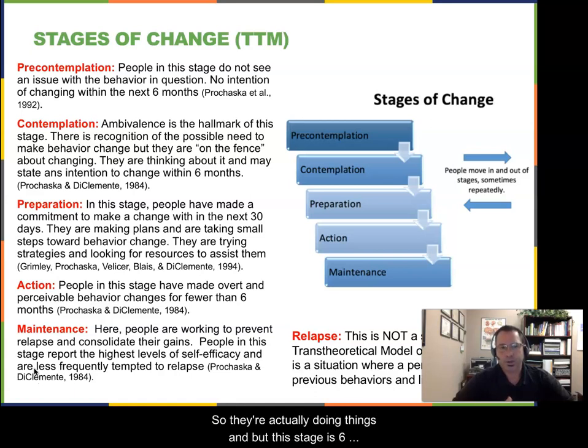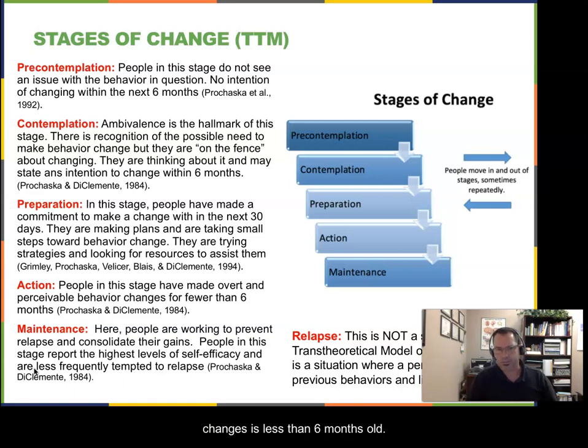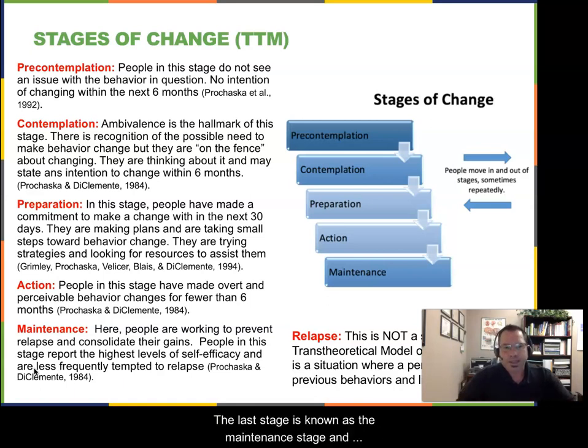So they're actually doing things. But this stage is 6 months or less. So in other words, they've made these changes, they're in the action stage, but their behavior change is less than 6 months old. The last stage is known as the maintenance stage, and here people have incorporated all the changes from action, and they are working to consolidate their gains.